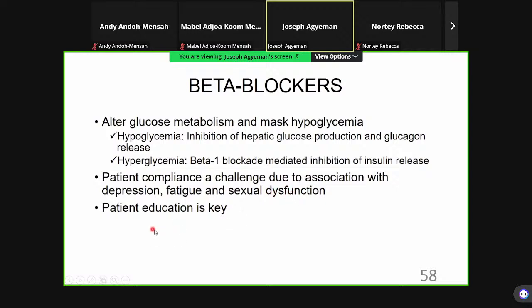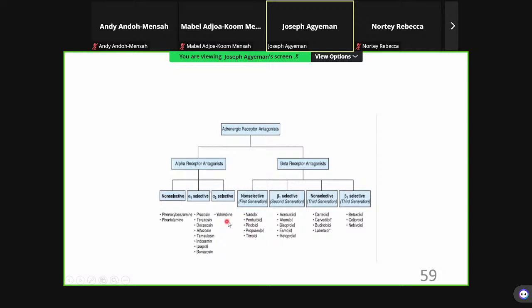And therefore, when individuals are on beta blockers, because of the numerous side effects, especially to men, sexual dysfunction, patient education is very, very important.